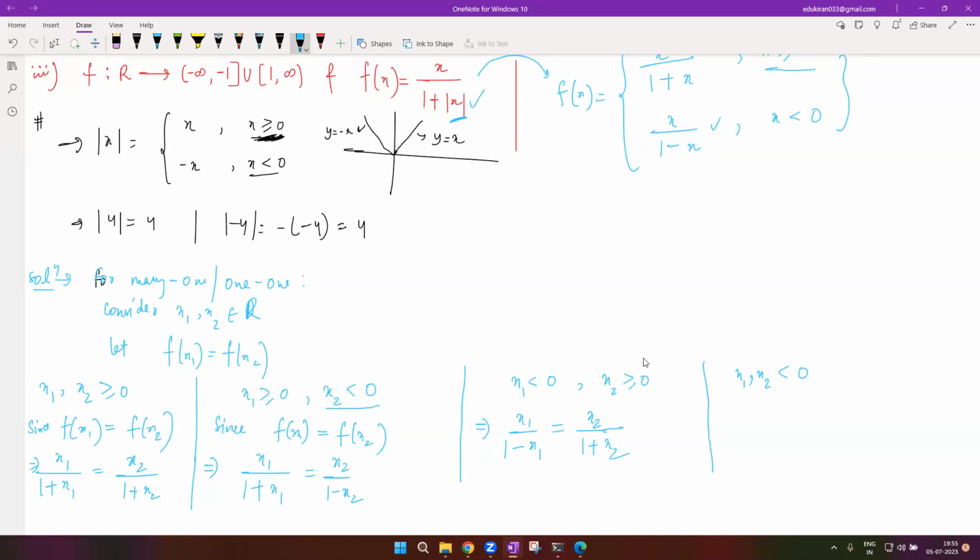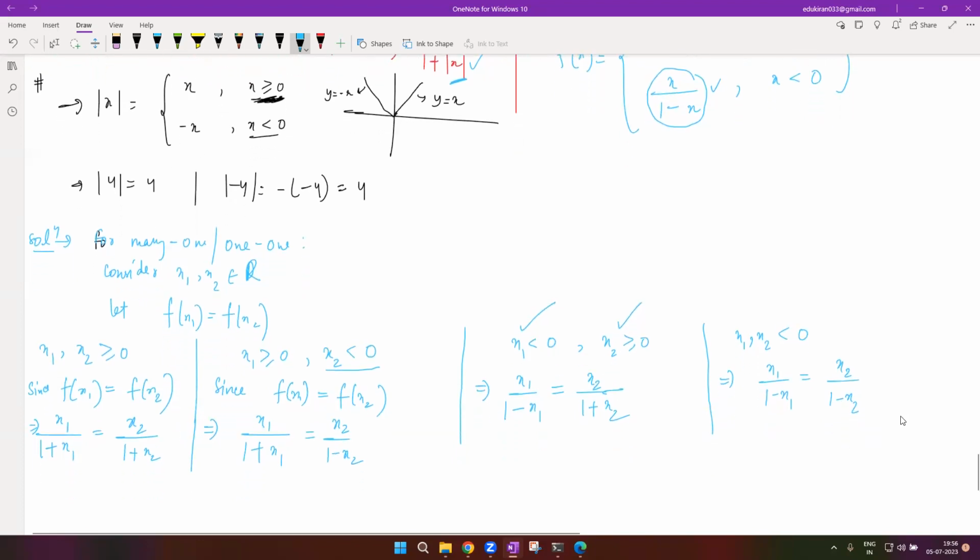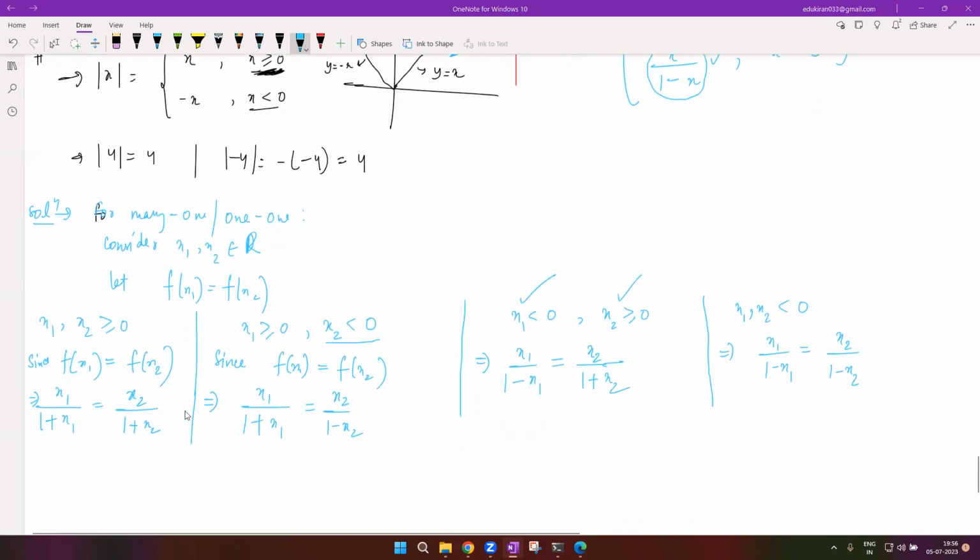Now, f(x2) will be defined according to this condition and f(x1) will be defined according to this condition. We know what is f(x). Now, when both of these x1 and x2 are negative, the expression used will be this for both the cases. So f(x1) equal to f(x2) will be written as x1 upon 1 minus x1 is equal to x2 upon 1 minus x2. We will solve all of these cases. We will find out whether the solution is valid or not. So let's solve the first case first.